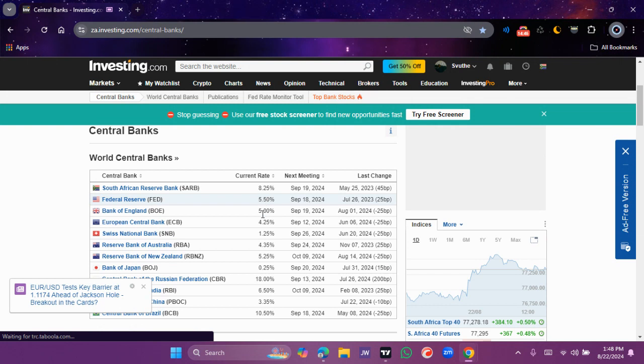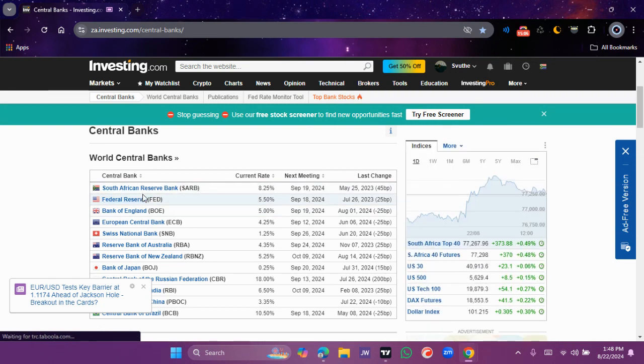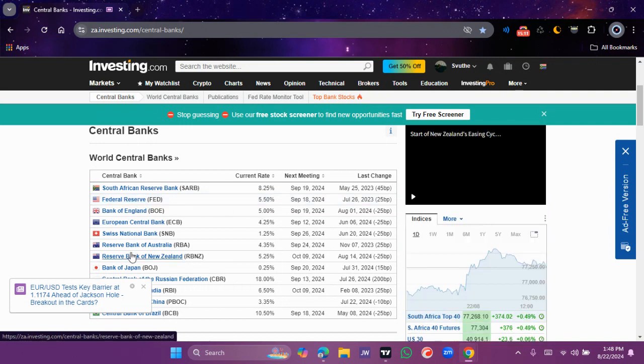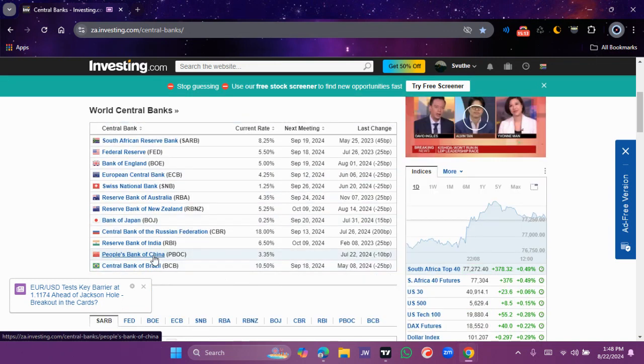0.25 basis point or 100 basis points. This is the 50 basis points, or 5.5. I'd like to just remove the zero and call it 5.5. That's just that simple. As you can see, the Federal Reserve, we're looking at the US, it's 5.5. And then we wanted to go up against the Reserve Bank of Australia, which is 4.35. Now, here's the nugget.